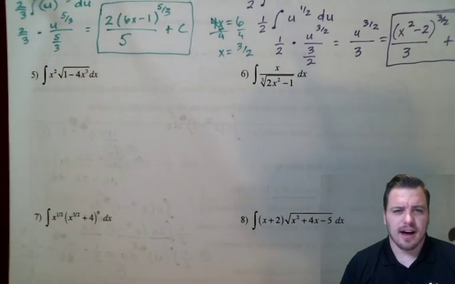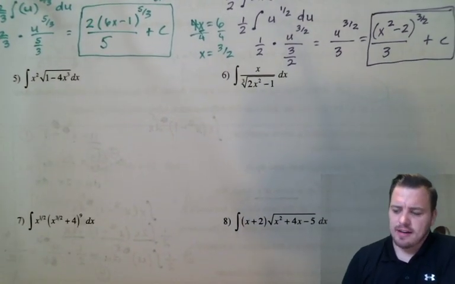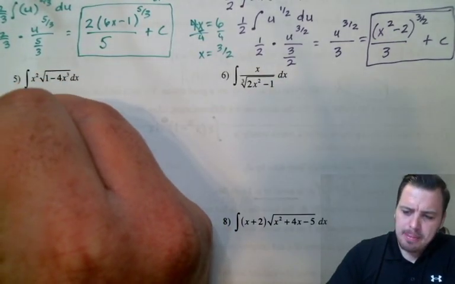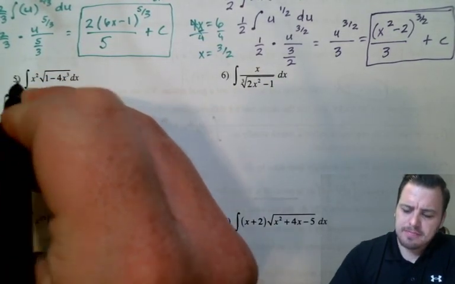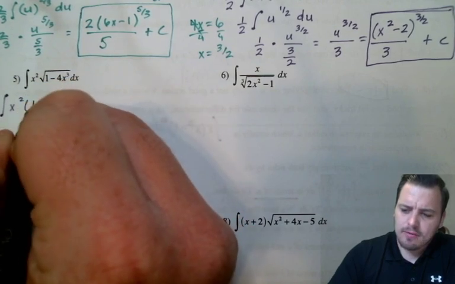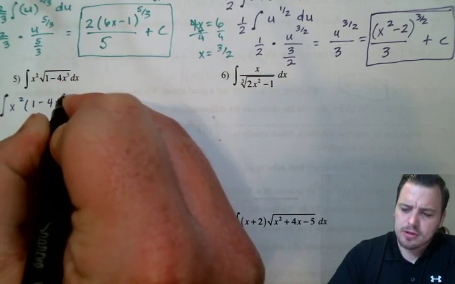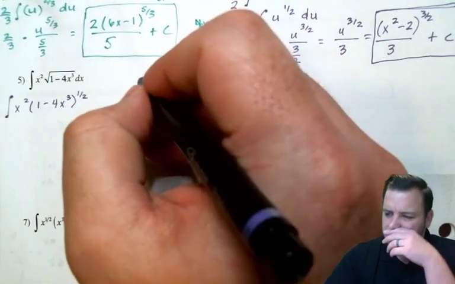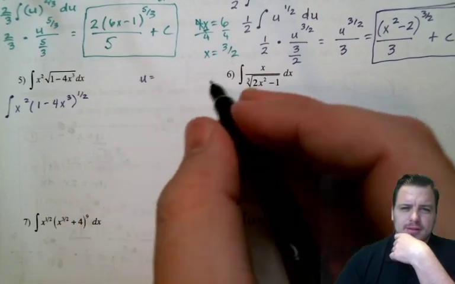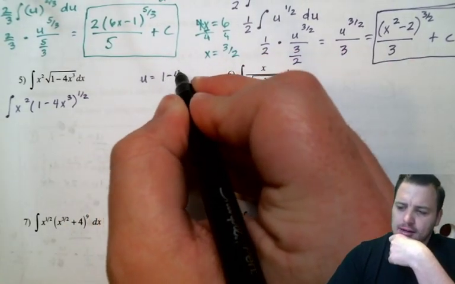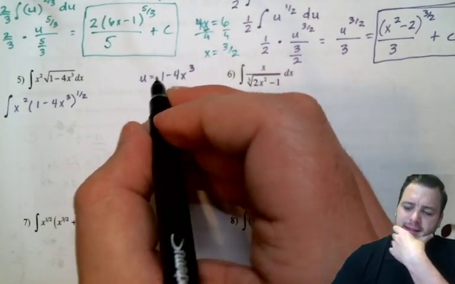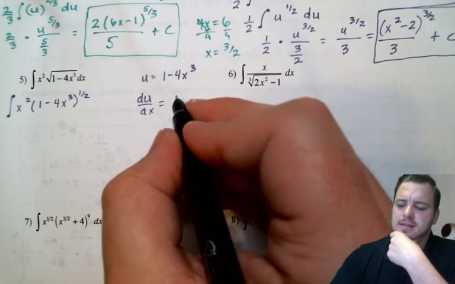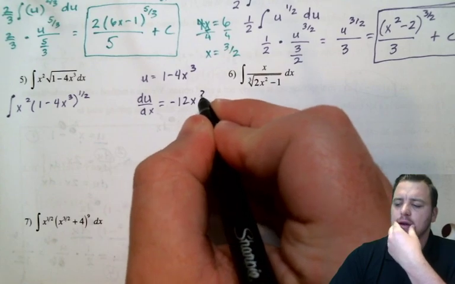Okay, look at number 5. I'm going to rewrite it: x squared times the quantity 1 minus 4x cubed to the 1/2 power. So my u is always the inside of the parentheses, so 1 minus 4x cubed. I take the derivative of that, du/dx, and that is negative 12x squared.